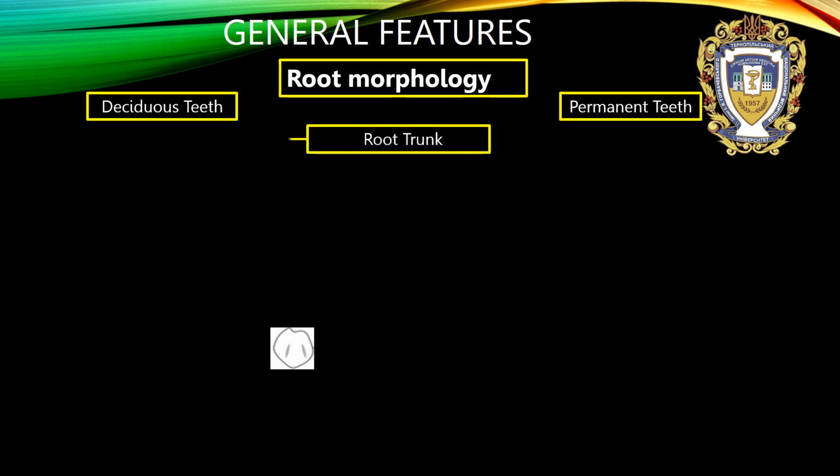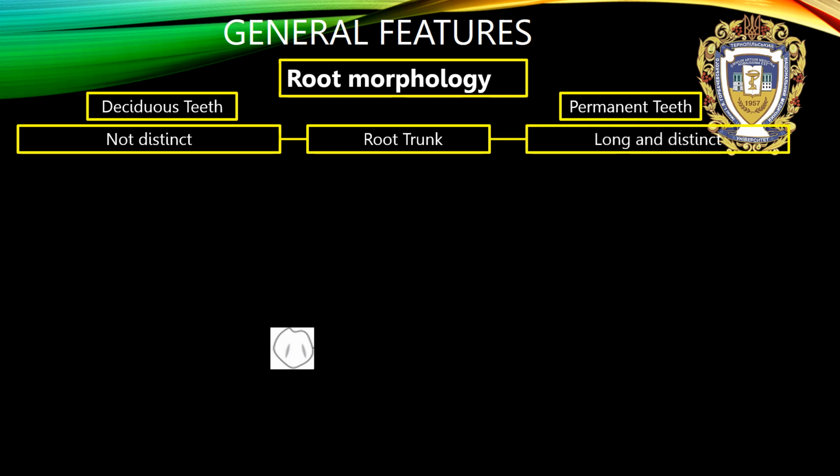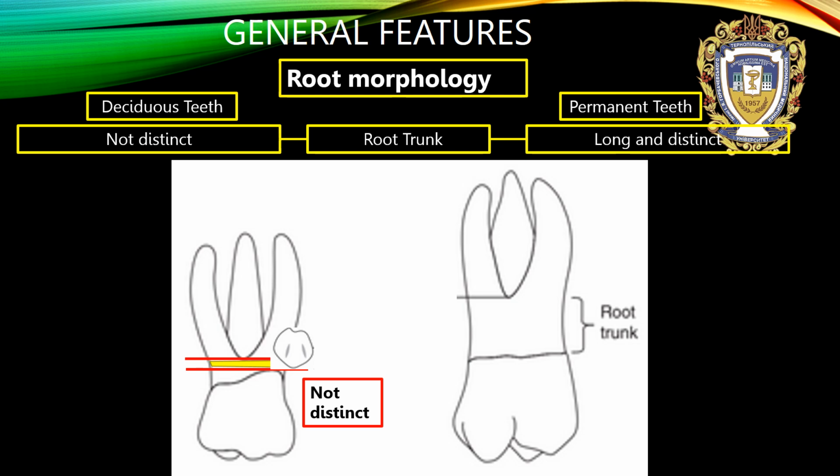Next characteristic of root morphology, root trunk. In temporary teeth, the root trunk is not distinct, but in permanent teeth, the trunk is long and distinct. Schematically, it looks like here. Not distinct trunk in temporary teeth, instead of a long and distinct trunk in permanent teeth.